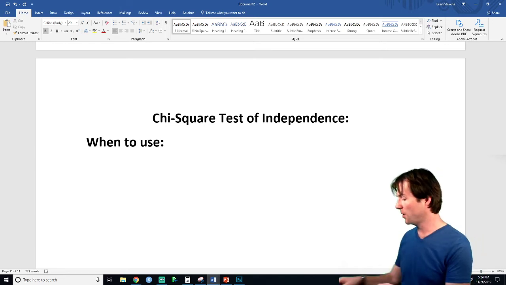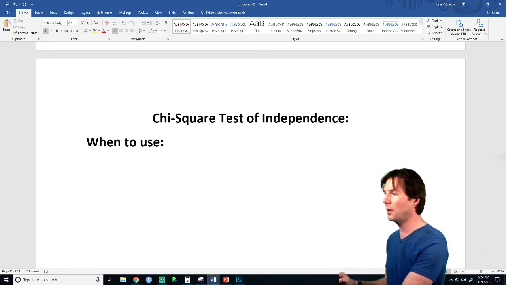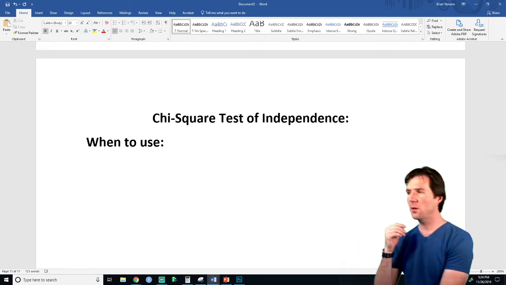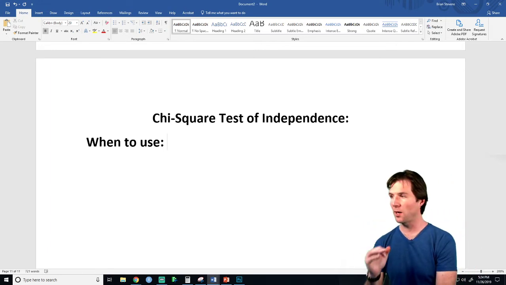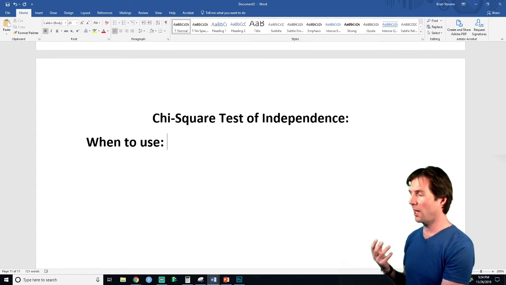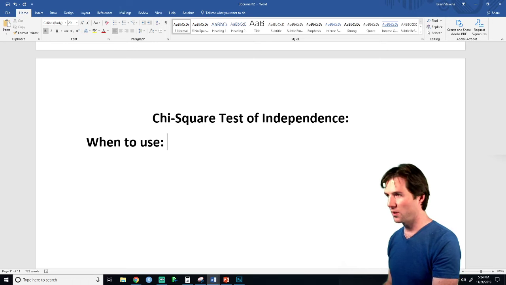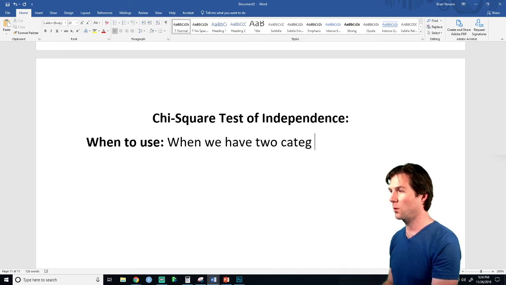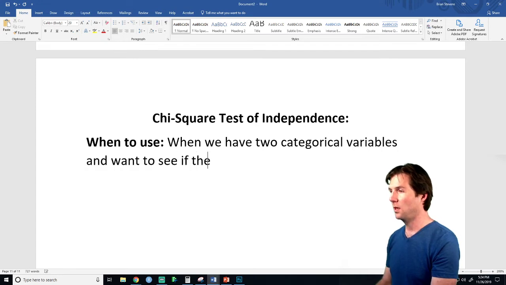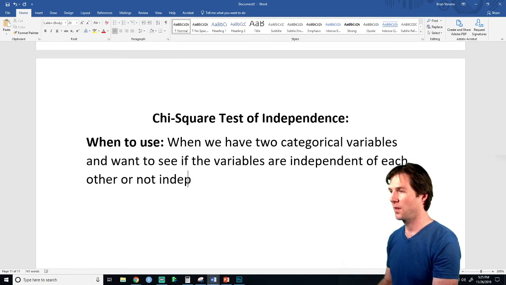We will use the chi-squared test of independence when we have 2 categorical variables. So if you notice the theme of this, the first one was categorical, the second one was quantitative, the next one was quantitative and categorical, and then this one is 2 categorical variables. We will use this test when we have 2 categorical variables and want to see if the variables are independent of each other or not.